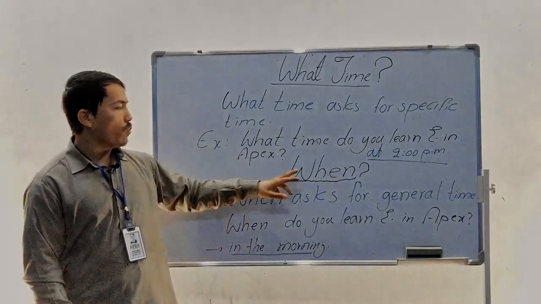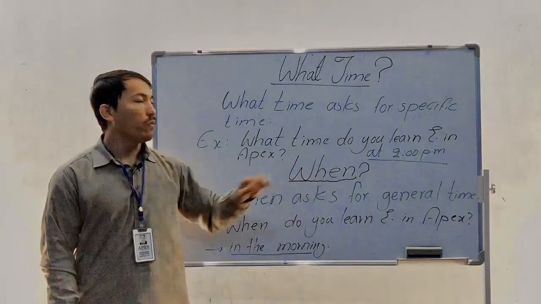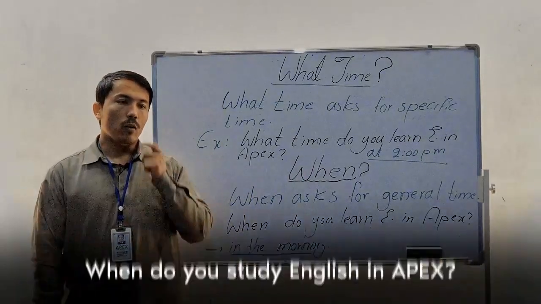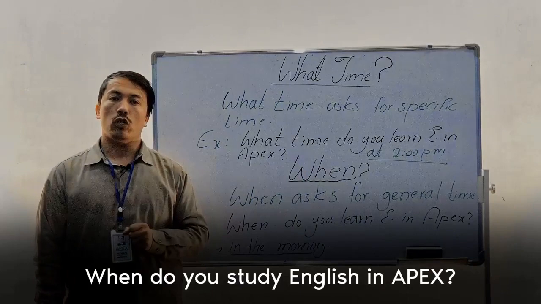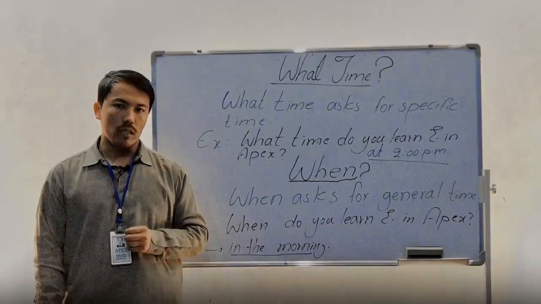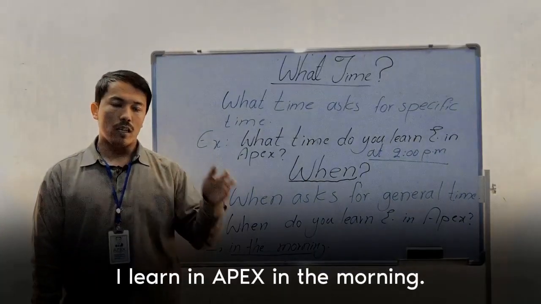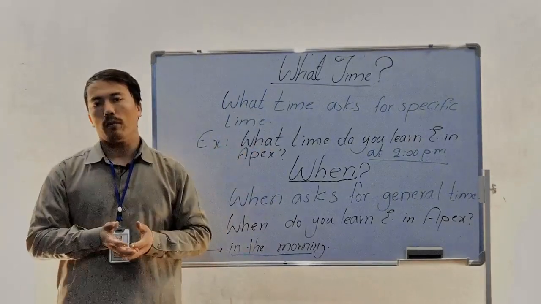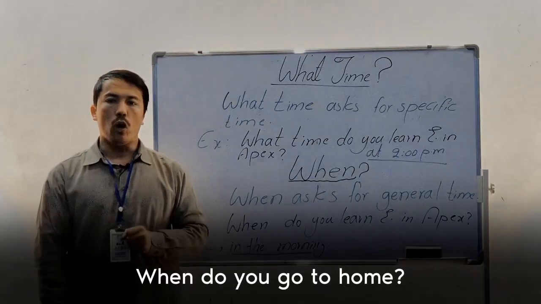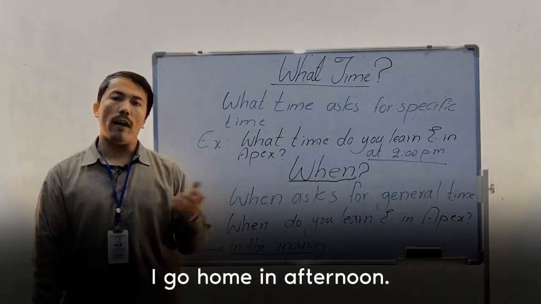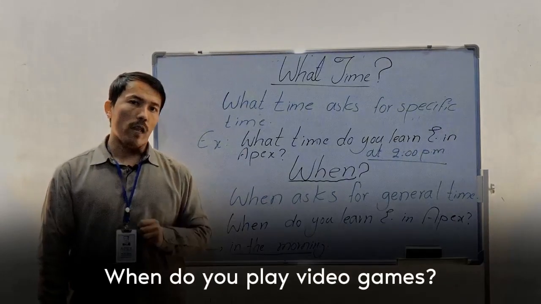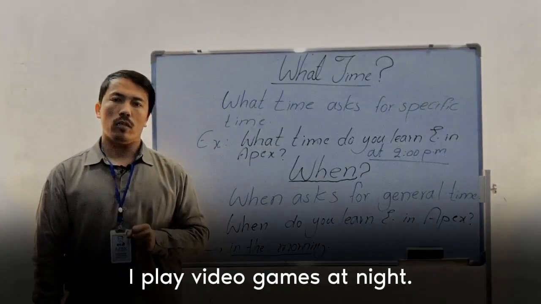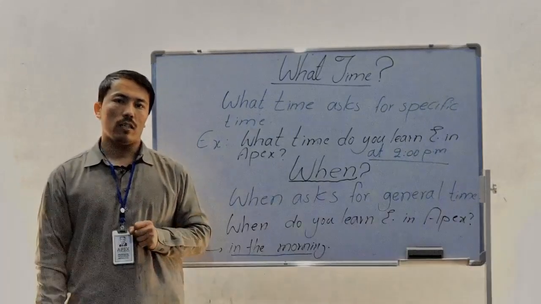While when asks for general time. For example, we can say, when do you study English in Apex? You can answer, I learn in Apex in the morning, not a specific hour. Generally, you talk about, when do you go home? You say, I go home in the afternoon. When do you play video games? You say, I play video games at night.